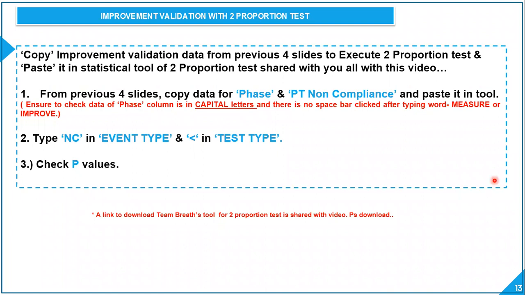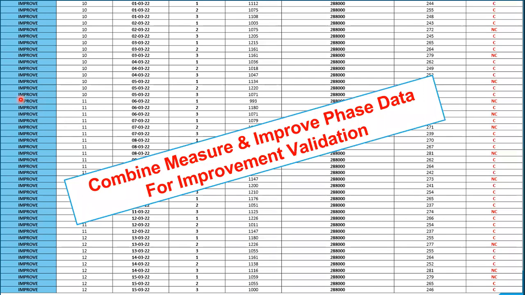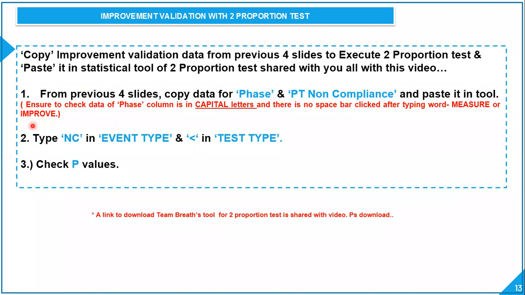We need to check that the data in the phase column is in capital letters. I purposefully put it in lowercase, but the data in that column is supposed to be in capital letters. Let me go back to the previous slide and we can see one more time. You can see that the word Improve is in capital letters. Likewise, the word Measure is also in capital letters. That's a requirement to get an accurate result. So that is the first thing.